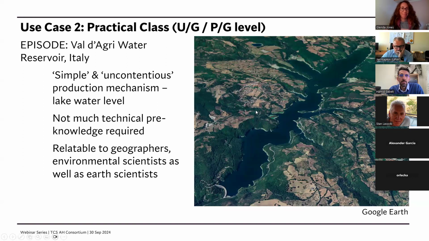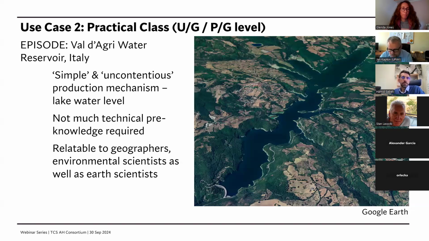Right. Okay, so my use case is at a slightly more advanced level. This is third year undergraduate and master's students, studying earth sciences, but also geography and environmental sciences. This is part of a general geohazards module that we teach. The episode that I've chosen to focus on is a water reservoir impoundment at the Val d'Agri in Italy. I've chosen this firstly because the causing mechanism is relatively simple. Effectively, it's the water level in the lake, and it's also uncontentious.